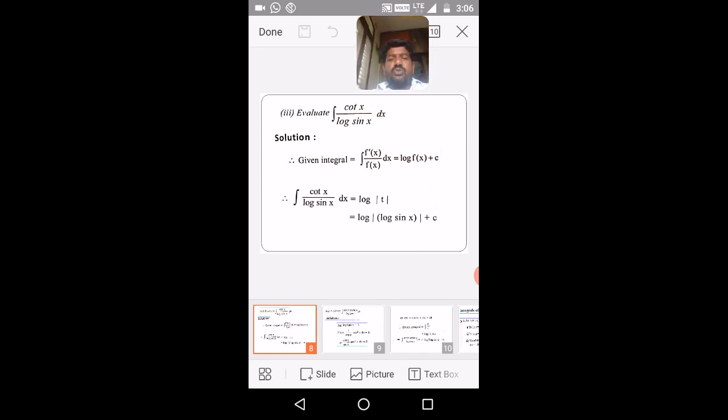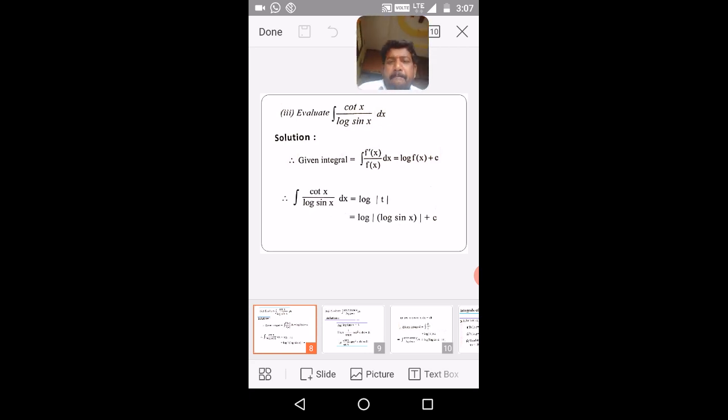Those standard forms are also derived using substitution only. Therefore, using the substitution method, we are getting some standard results. That's why we are asking you to remember these formulas, like integral f dash x by f of x dx equal to log f of x, which are more useful in competitive exams and save your time. The most important thing is you have to find the relation between numerator and denominator.